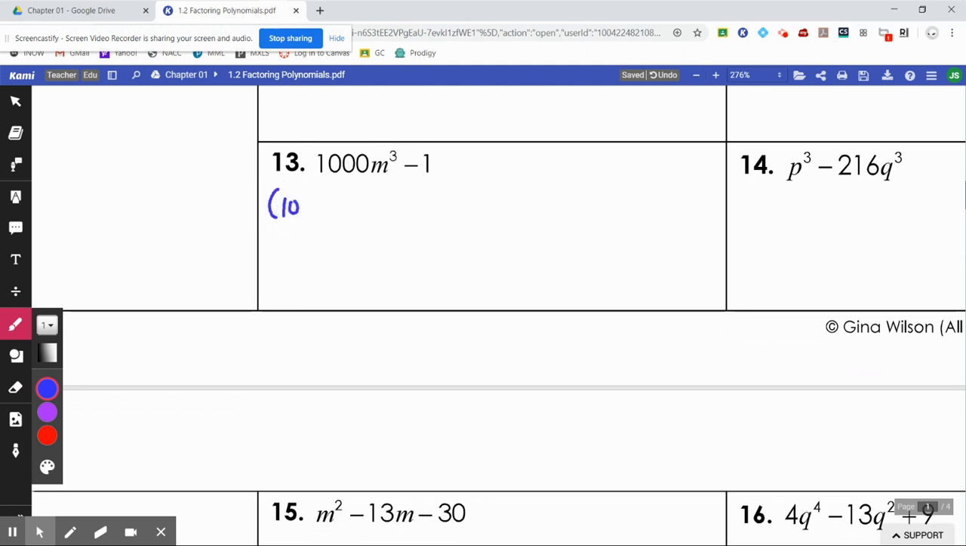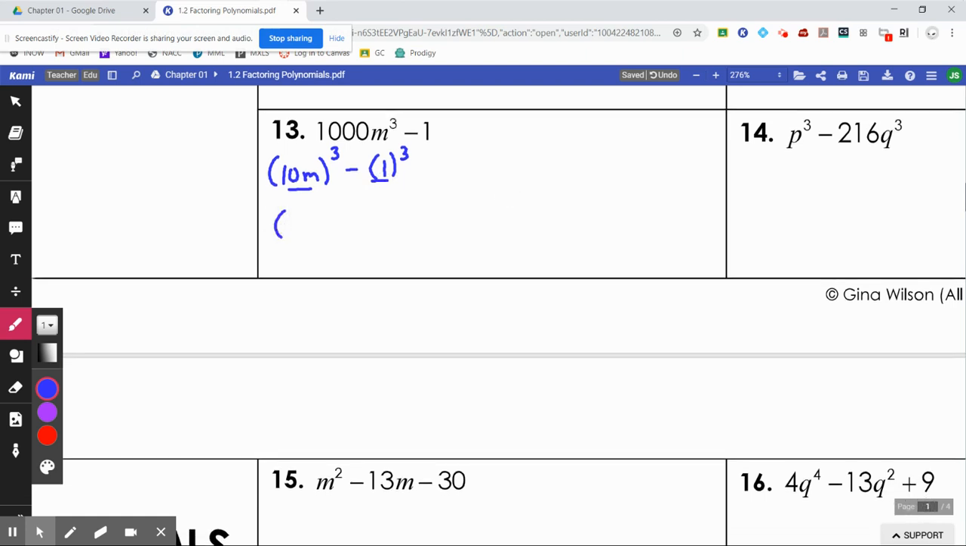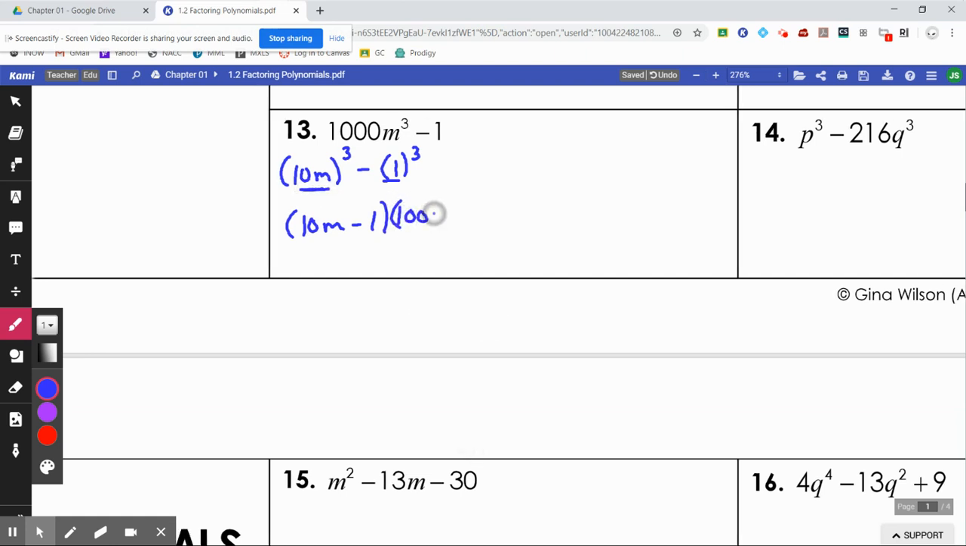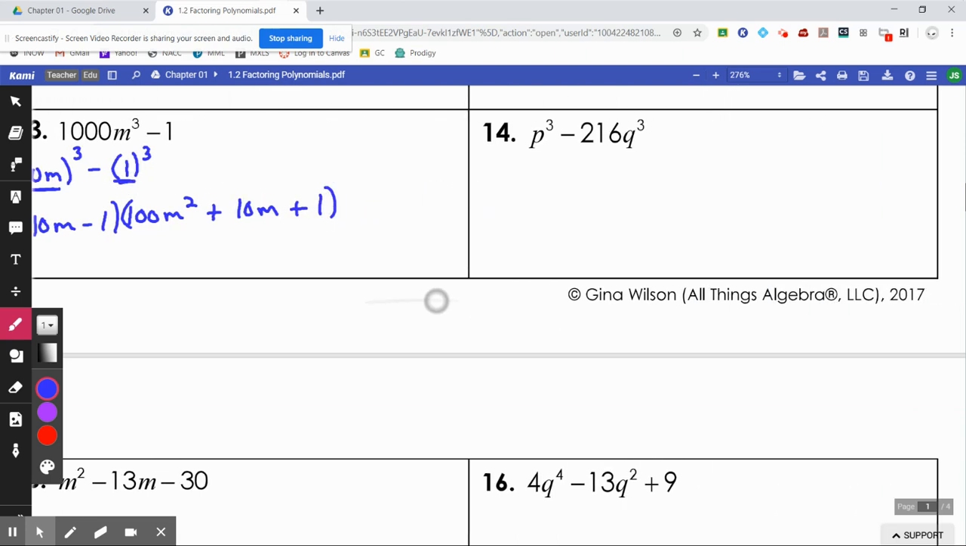13, a couple more of these. 1,000 is 10 to the third. m to the third is obviously m to the third. Minus 1 is the same thing as 1 to the third power. So here's a and here's b. So my formula says I first do a minus b. a to the second would be 100m to the second, plus a times b would be plus 10m, plus b to the second would be 1 times 1, which is 1.